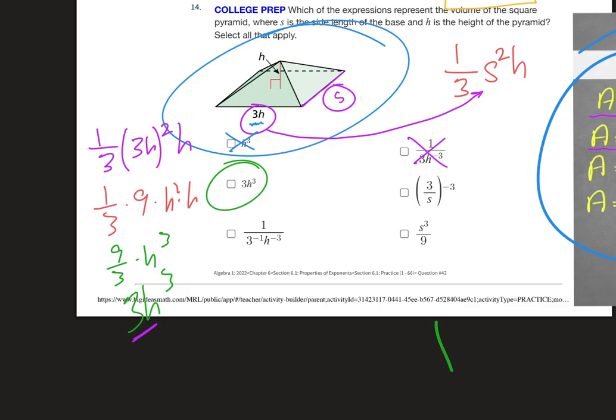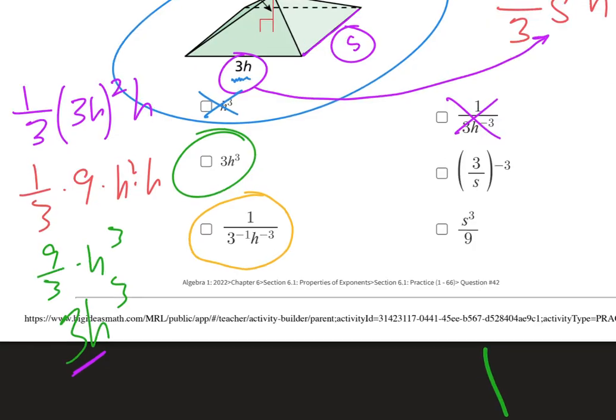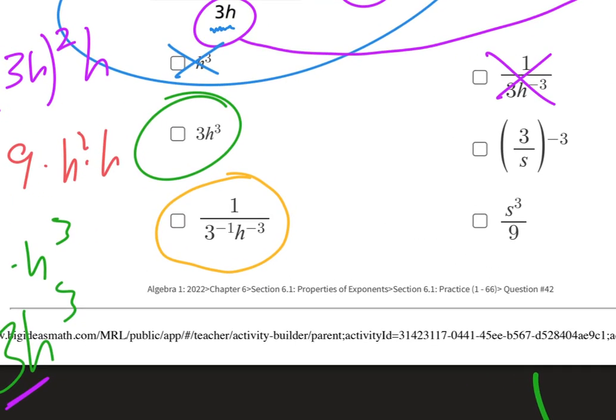Because that's clearly not 3H cubed. Oh, okay. This one is good. Kind of stupid, but it's good. Because, listen, if you were to take this and flip it down, it would have to be 3 to the negative 1 power.